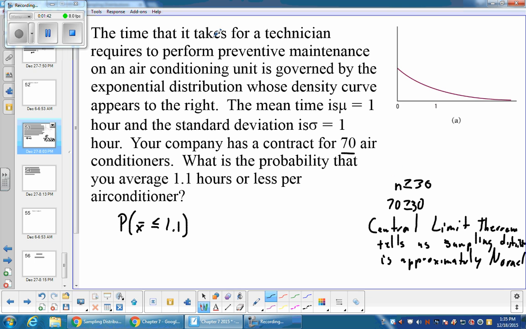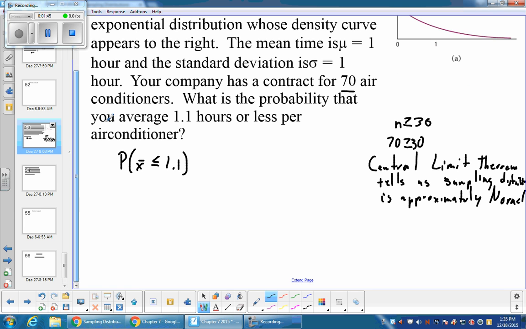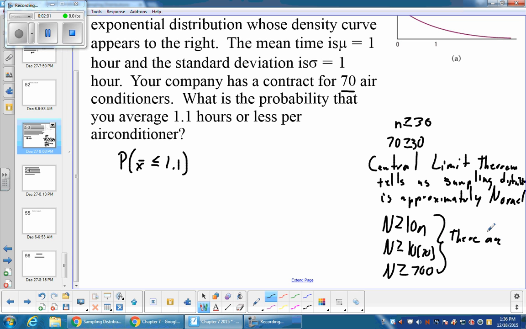Now we have to figure out if we can use our standard deviation. We can use our standard deviation if our population is at least 10 times as big as our sample. So our sample is 70. So are there more than 700 air conditioners? Yes. You can just say there are more than 700 air conditioners. All right, so now we can use our standard deviation. We know we can use a normal distribution.